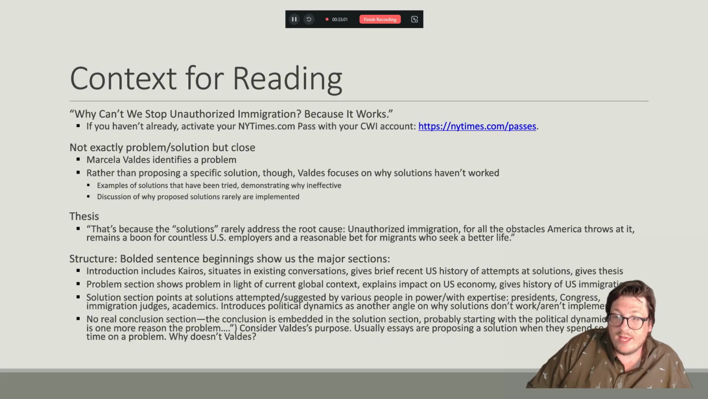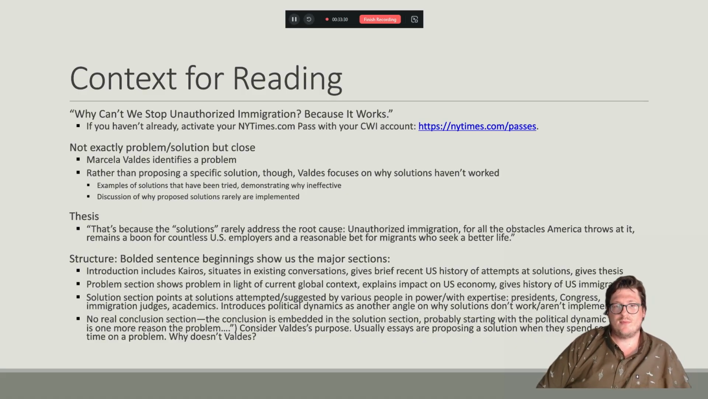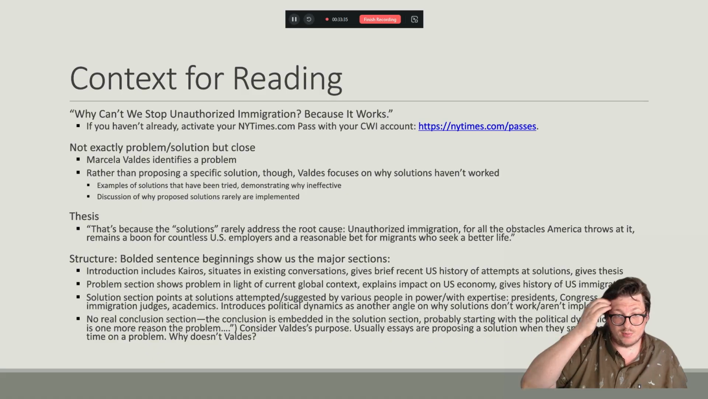immigration. Then the essay will talk about the solutions, but instead of, again, proposing a single solution that will work or a set of solutions that might work, it talks about why these haven't worked. It does the opposite. It includes political dynamics as another angle on why solutions don't work or aren't implemented. And then there's no real conclusion section. The conclusion is embedded in the solution section, probably starting with the political dynamic, and this is the sentence there ending in, is one more reason the problem.